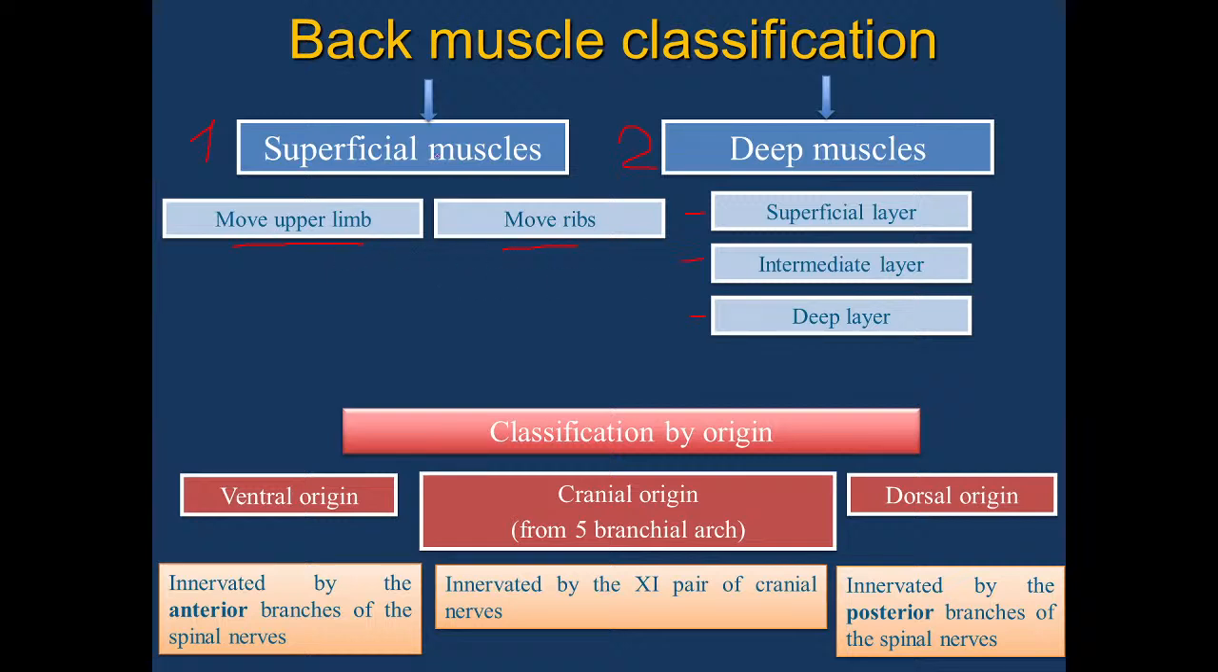So as you see, we could find at least 4 layers. The first layer is superficial muscles. The second layer is the superficial layer of deep muscles, then the intermediate layer, and the deepest layer is the deep layer of deep muscles. Don't be confused. There are a lot of layers on the human back side.